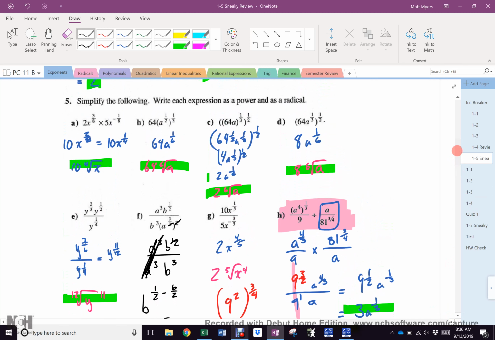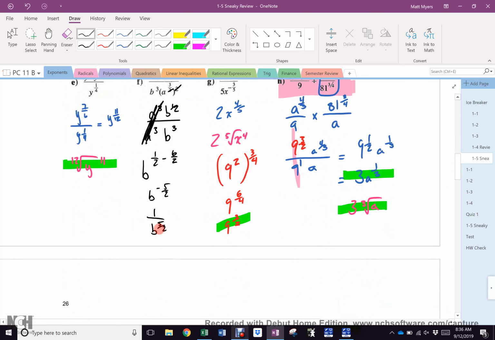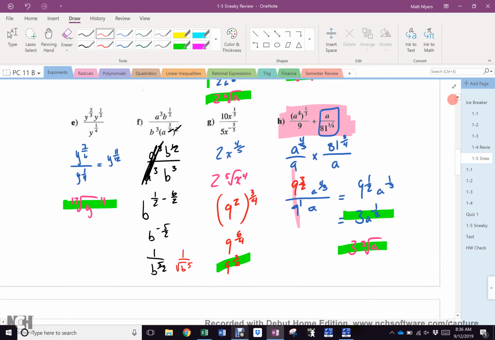And write each as a power and as a radical. There's the power. And as a radical, it's 1 over root b to the 5th. I like to hear that.